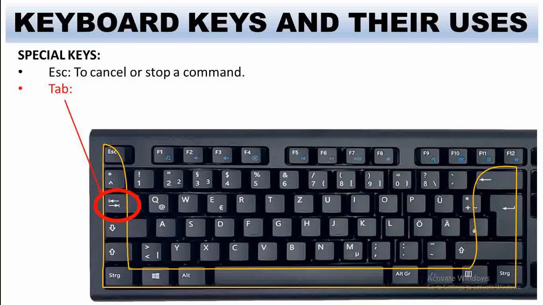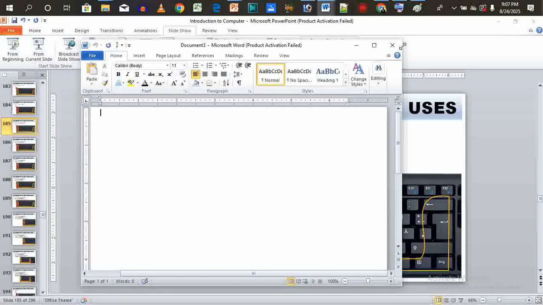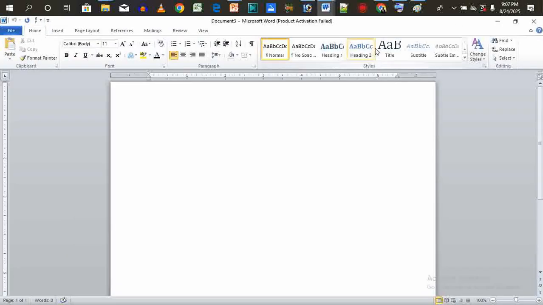So the next one is the tab key. This is used to give spacing before text. For instance, let's go to our Word. As we know, if we want to type, let's type something. Computer can be defined as an electronic machine. Let me bold it for us to be able to see clearly.